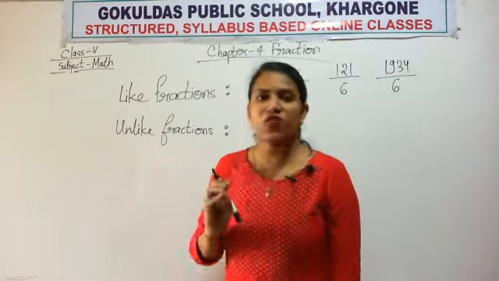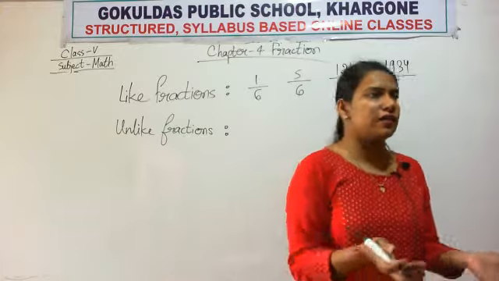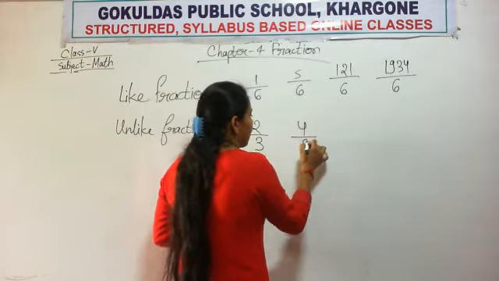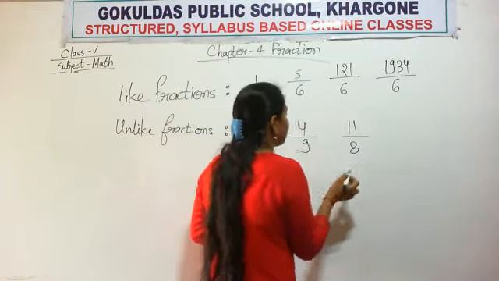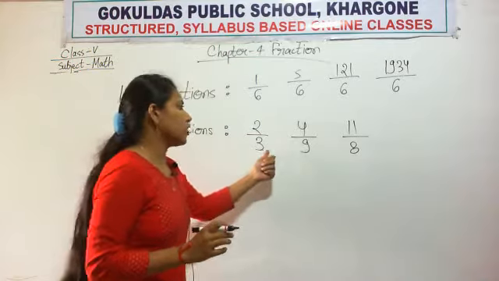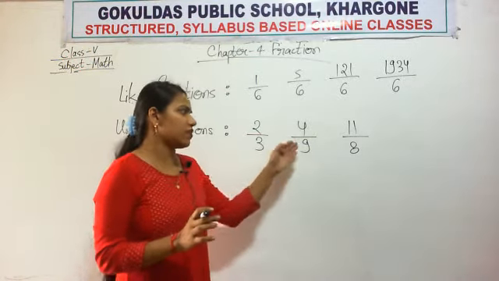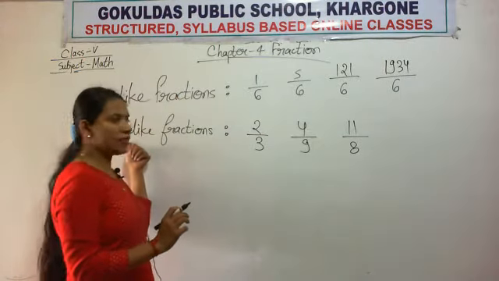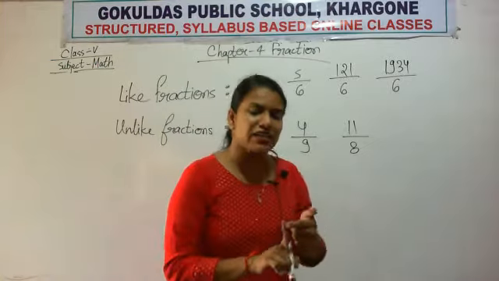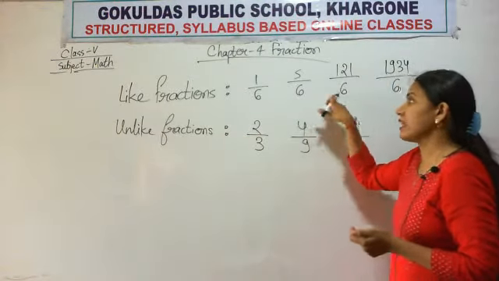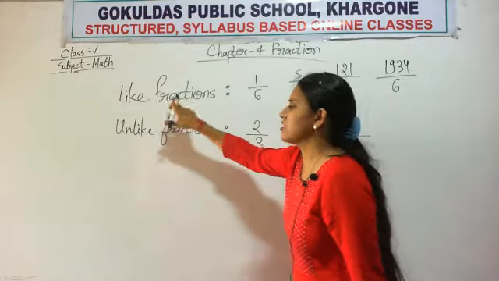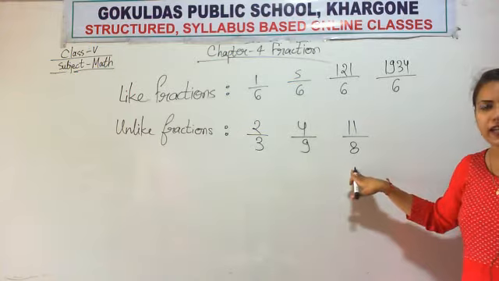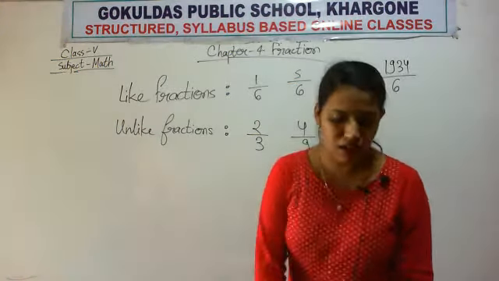And those fractions which have different denominators, like 2 upon 3, 4 upon 9, 11 upon 8. So here in these fractions, denominators are different. One has 3, one has 9, one has 8. So we call them unlike fractions. Those fractions whose denominators are the same are called like fractions, and fractions having different denominators are called unlike fractions.